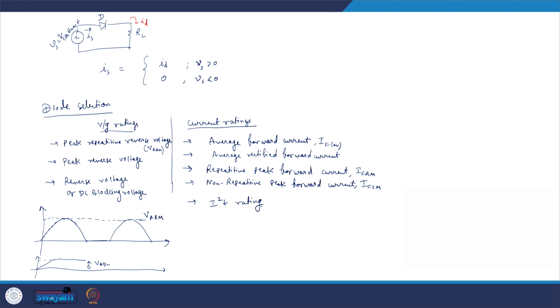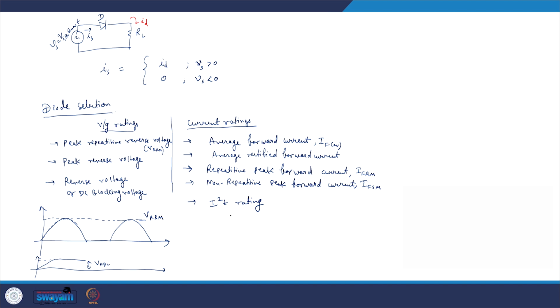This I square T rating is actually used to select the appropriate fuse rating, because fuses also have this I square T rating. So accordingly, depending upon this I square T rating, the fuse can be selected while this diode will be used in the circuit. So for protection, the fuse can be selected.